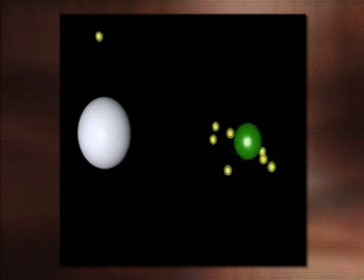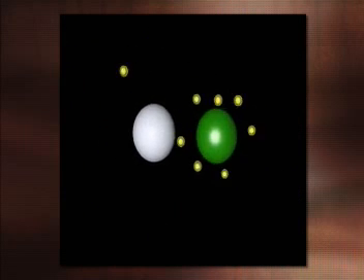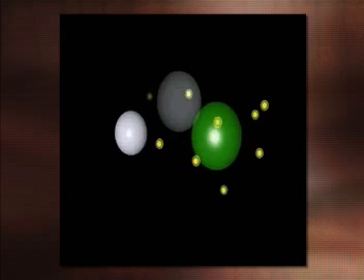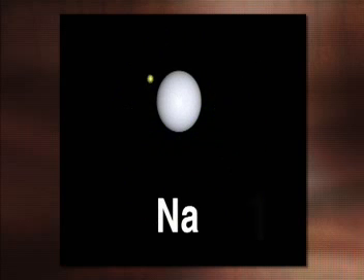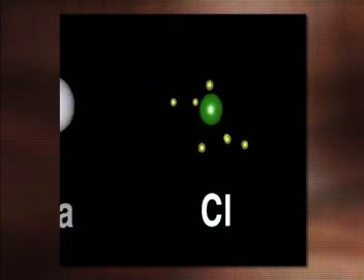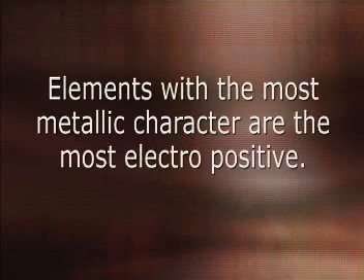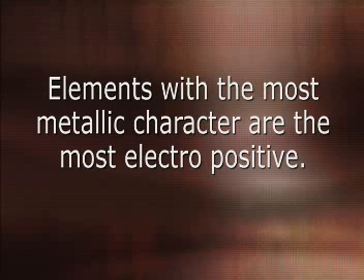Students, we should also note that when we move across each period on the periodic table, the atomic size of the elements gradually decreases. Elements with larger atomic sizes have much more tendency of losing their valence electrons and forming positive ions. Thus, elements with the most metallic character are also the most electropositive.